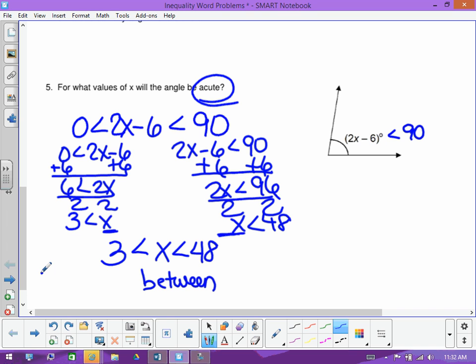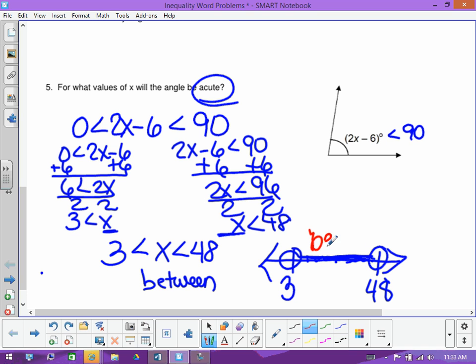So if I was going to graph this, I'll put it out here beside it, because you're going to see one of these on your quiz. We've got 3, a whole bunch of numbers in between, up to 48. Are we going to use open or closed circles? Open, because it can't be equal to it. So open circles, and we're going to shade between.